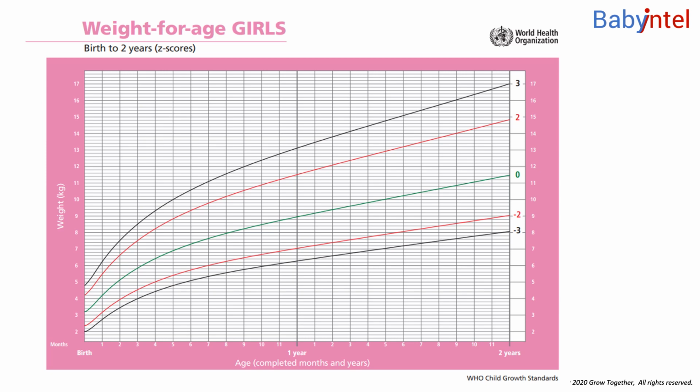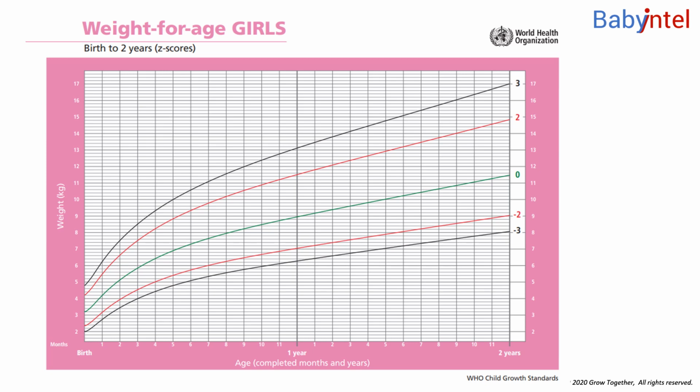The line labeled 0 in green is the median, which is, generally speaking, the average. It is also called the 50th percentile because the weights of 50% of healthy children are below it and 50% are above it. Most healthy children are near this median curve, either a little above or below it.